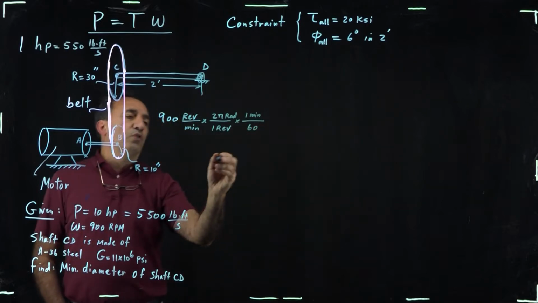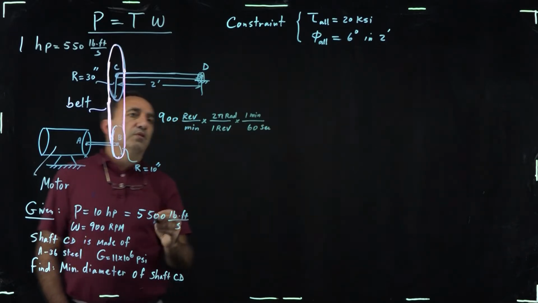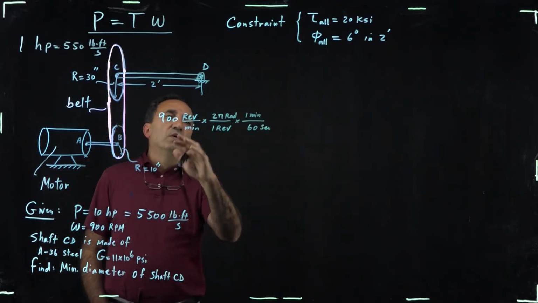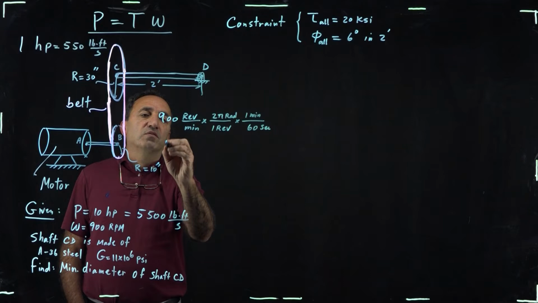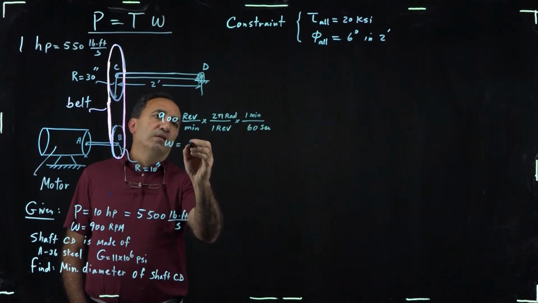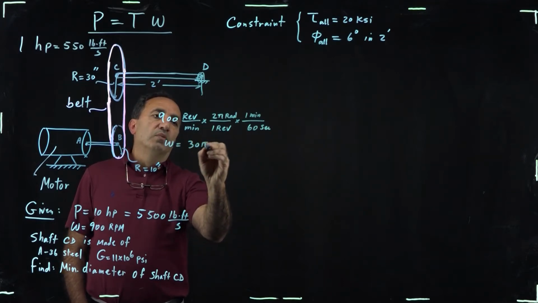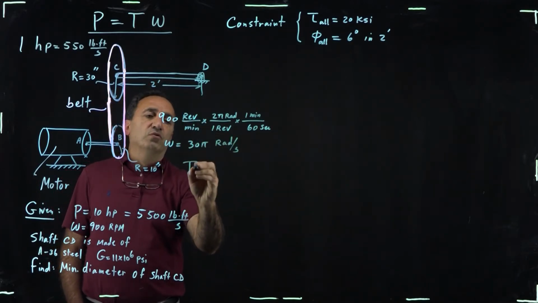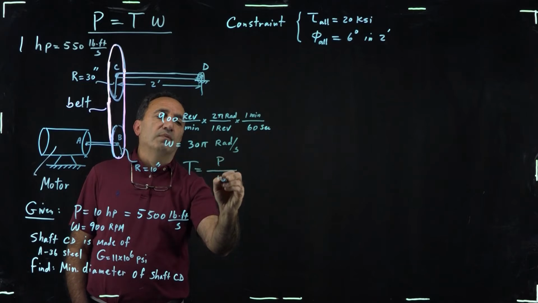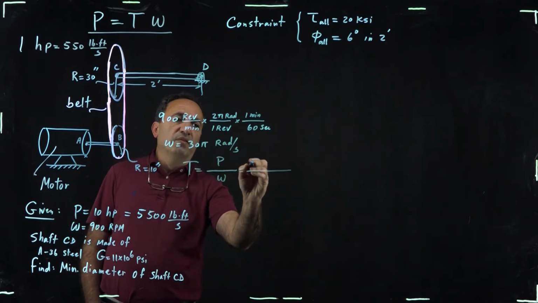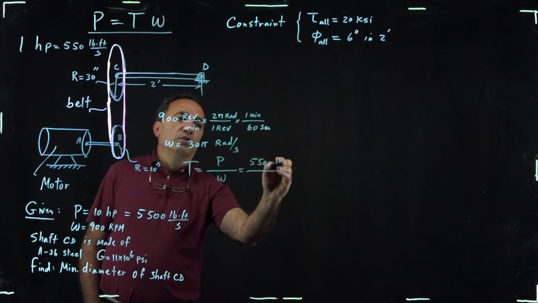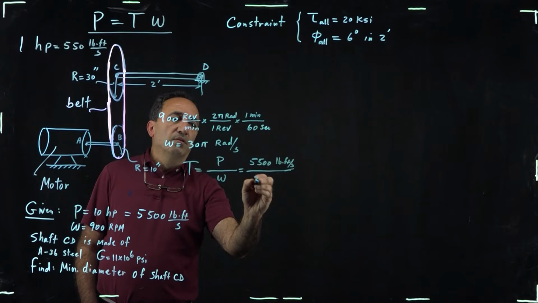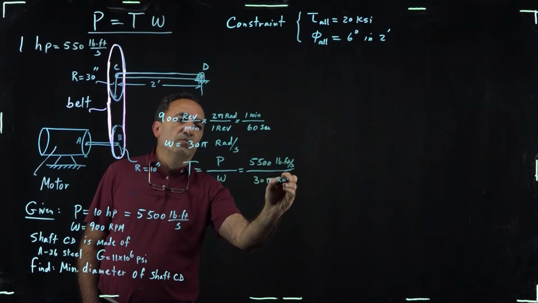So anytime you're trying to convert RPM to radians per second, you just go through this conversion of multiplying by 2 pi and dividing by 60. So your omega becomes basically 30 pi radians per second. So let's go ahead and rearrange this equation and say torque then is power divided by omega. So power is 5,500 pound-foot per second, and our omega is 30 pi radians per second.